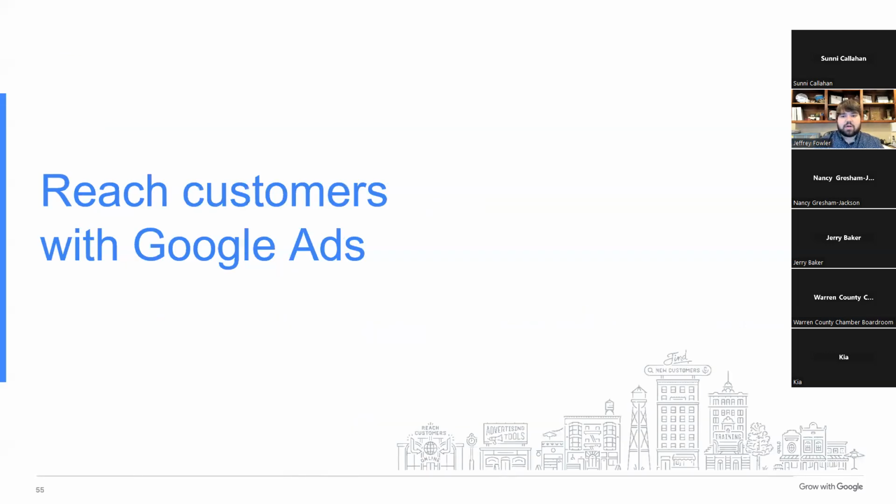The last section we're going to talk about with reaching people through Google is through Google Ads. And Google Ads is a way to actually pay to get people to see your content in that top spot. The first thing we're going to do, though, is watch a video about this.